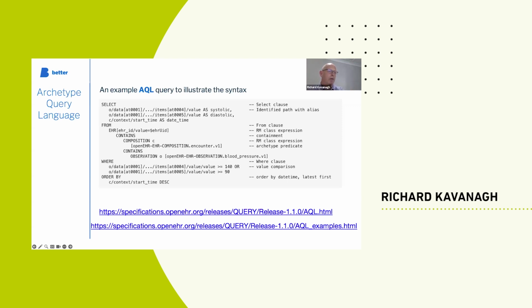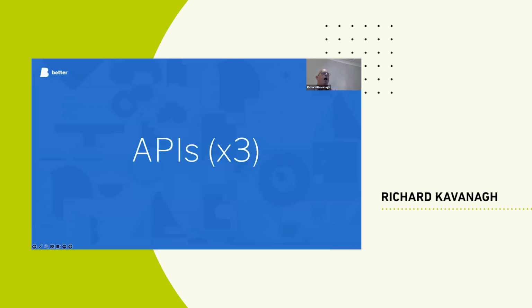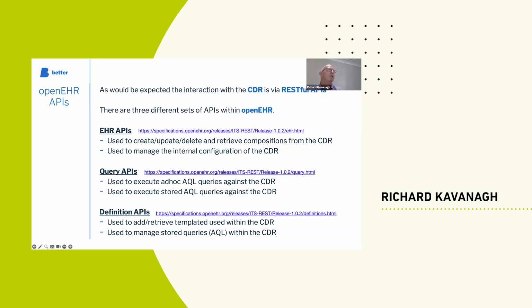So moving on, another example, we can look at that later. So APIs, everyone loves APIs when it comes to standards, and openEHR knocks you out. You don't get one set of APIs, you get 3 sets of APIs. So why have one? But they're for different purposes.